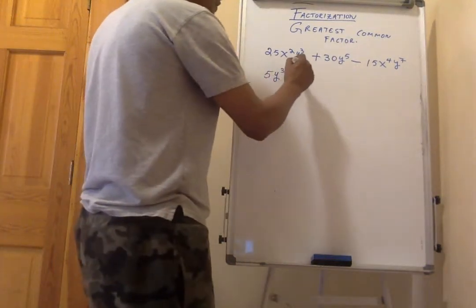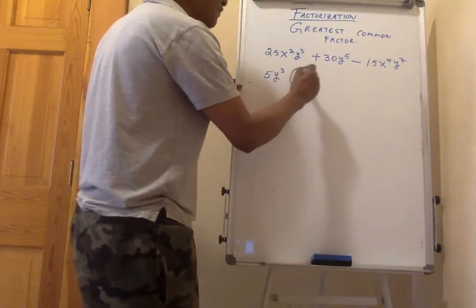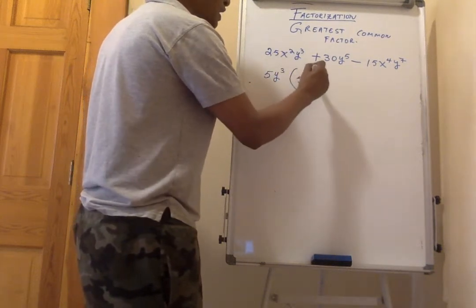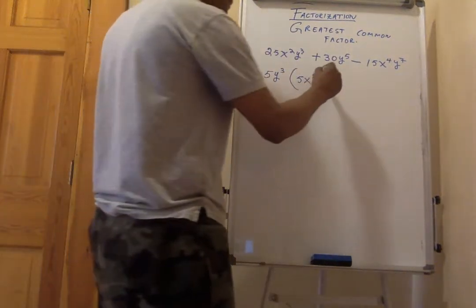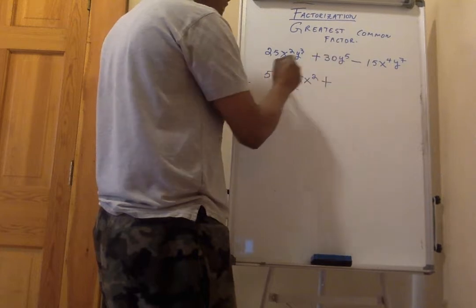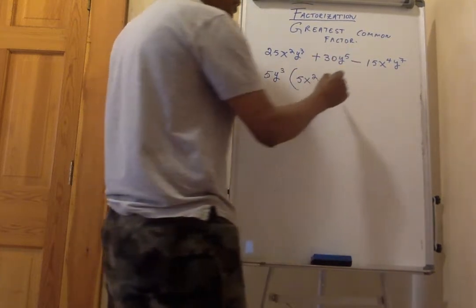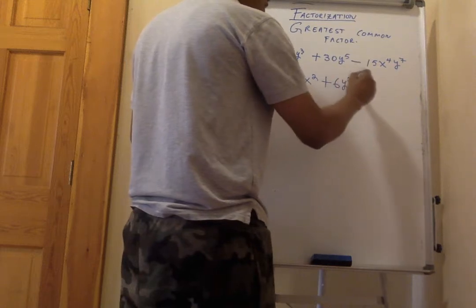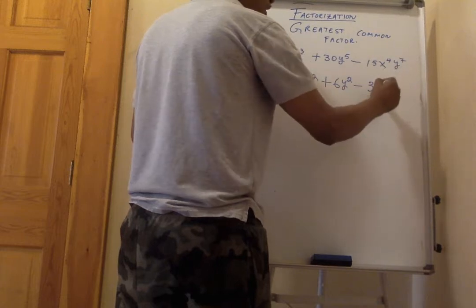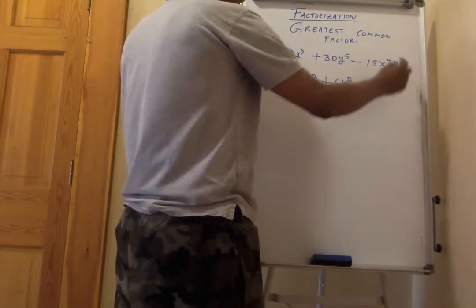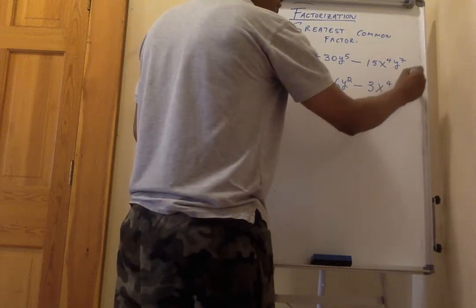And let's open the parentheses. Now 25 divided by 5 is 5. I'm going to bring my x squared. Y cubed and y cubed, they cancel out. Then 30 divided by 5 is 6. Y to the fifth and y to the third, you have y to the second. 15 divided by 5 is 3. We have to bring x to the fourth here, and y to the seventh divided by y to the third is y to the fourth.